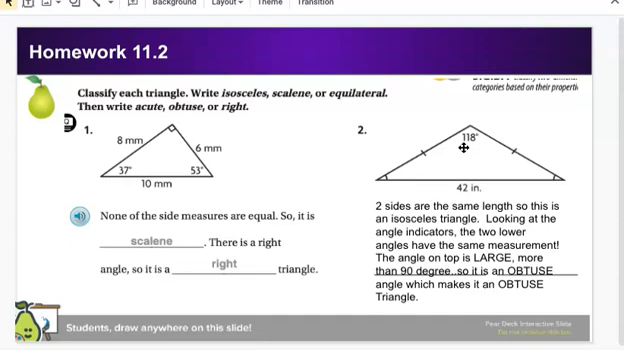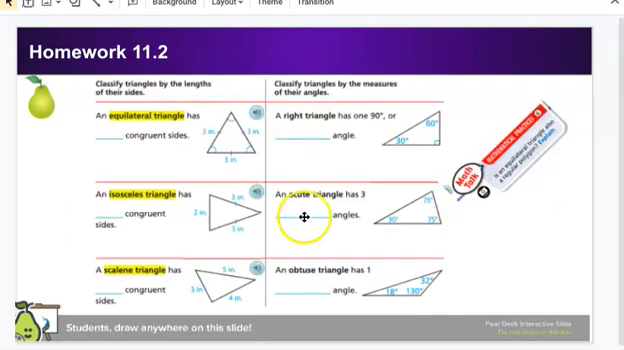So that's telling me it's an obtuse, a very large angle, which means I already know this is an obtuse triangle. However, because the two sides are equivalent, congruent, equal, I also know it's an isosceles, because that was what we filled in here. An isosceles has two sides that are the same length.